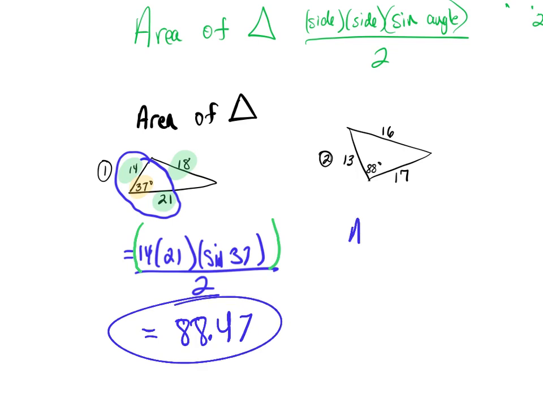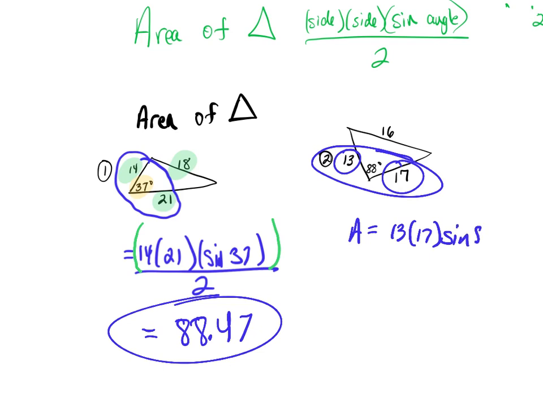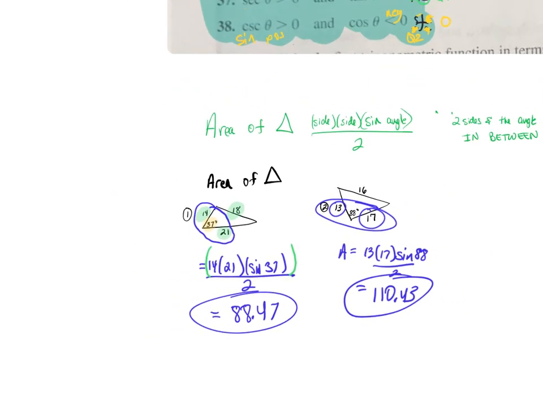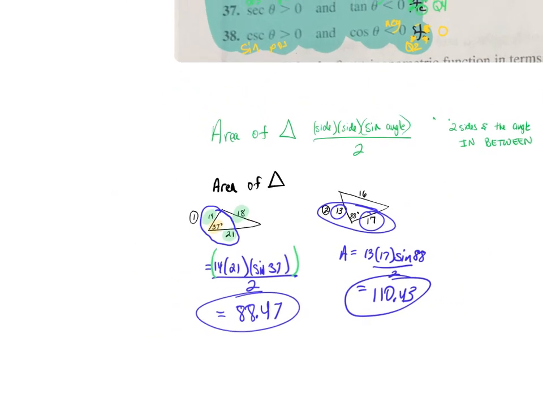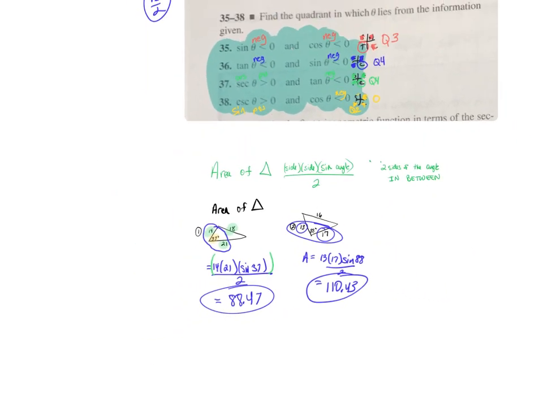Same thing here. Area equals, I need two sides and the angle in between. So I'm going to say 13 times 17 times the sine of 88 divided by 2. So in my calculator, when I do that, I get about 110.43. So very straightforward problem there. You kind of know the formula.